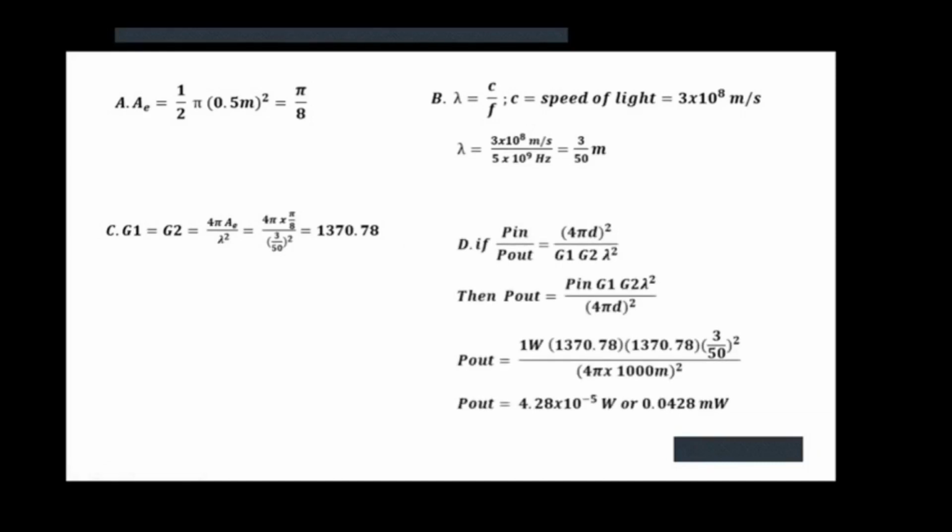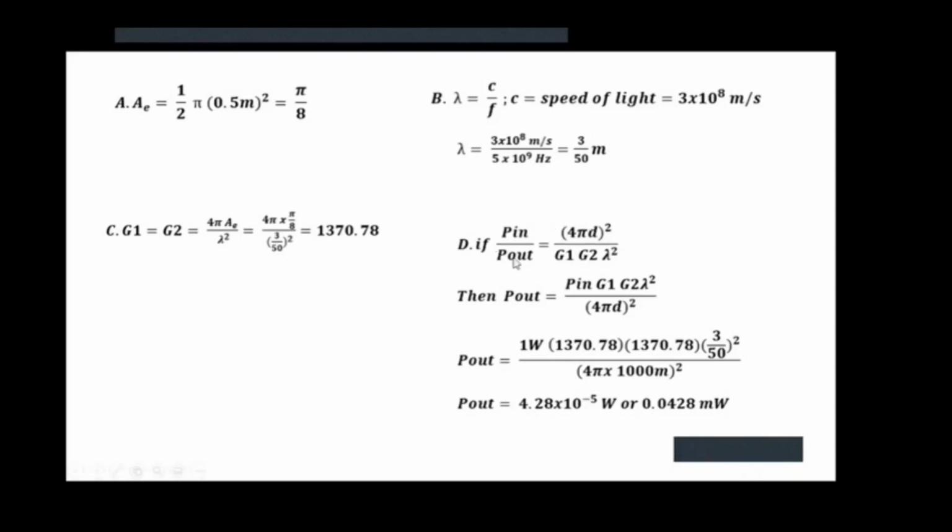And for letter D, we'll be solving for the output power. So we have our formula for free space loss, the ratio of P in over P out. So P in over P out is equal to 4 pi D quantity squared over G1, G2 lambda squared.